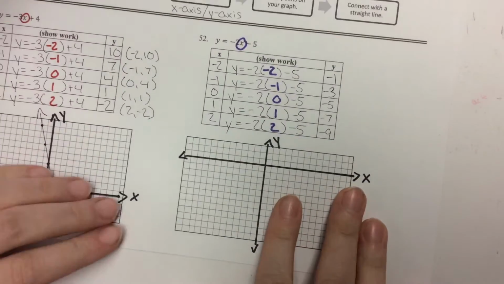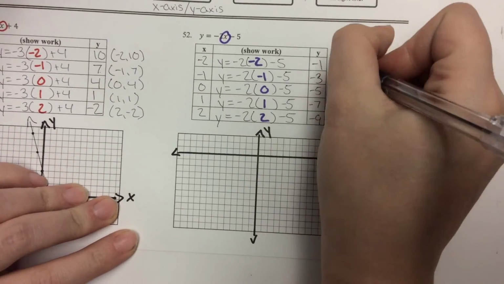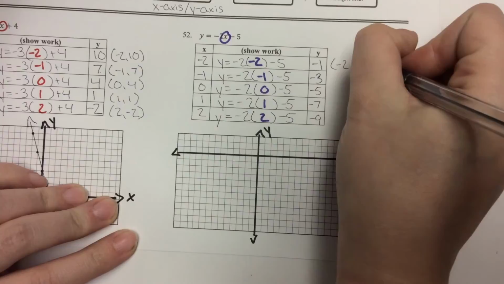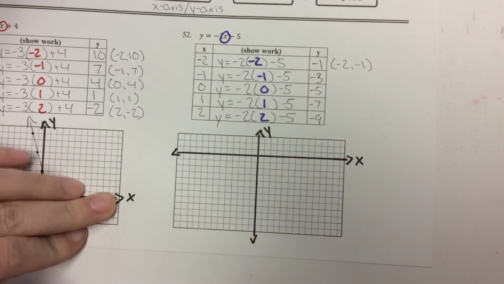Oh, my paper keeps moving around. Okay. So go ahead and pause the video and plot these points. Remember, it's going to look like this, -2, -1, etc., X, Y. So pause the video, plot your points, and then resume when you think you've got it.